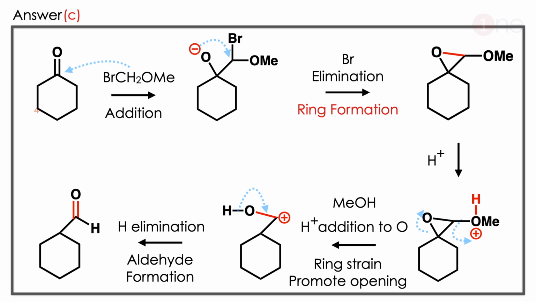So a cyclic 3-member ring is formed. The bromine elimination and ring formation occur in the same step. Then we use H plus. Here, for clarity, I have given two steps. You can write it as one step also.